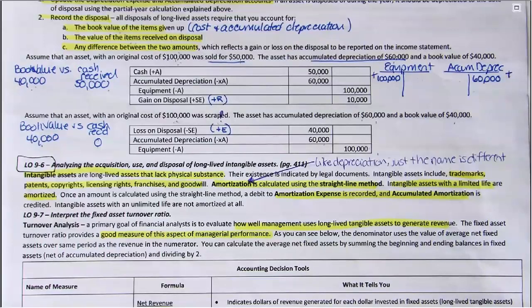So what we do is when a patent is developed internally, or a copyright, whatever intangible asset it is, if it's developed within the business, we just debit an expense account called research and development. But if you buy a long-lived intangible asset, then you can debit an asset account, okay? A long-lived intangible asset account like patents or copyrights.